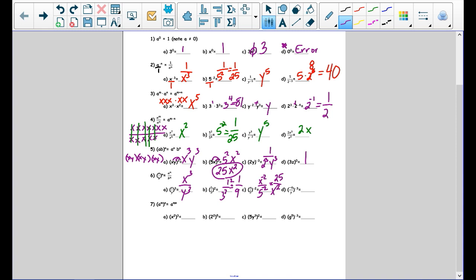So in D, same idea, flipping it. So the y goes to the top, so now y to the third on top. Negative 6 to the third on the bottom. So again, it's important when that negative's in the parentheses, okay, that you keep it in there. In this case, it doesn't matter as much because it's the third power. But when I simplify that down, 6 to the third gives me 216. So then y to the third over negative 216.